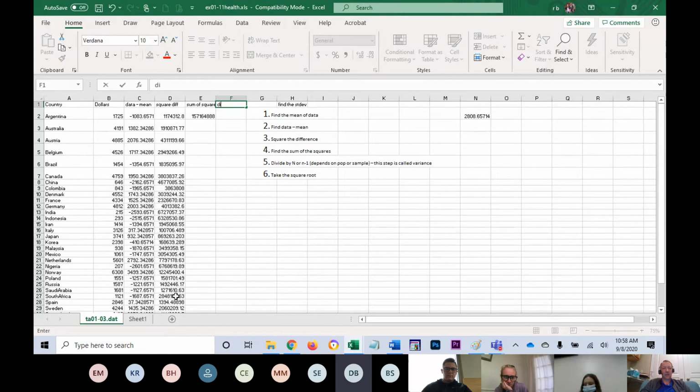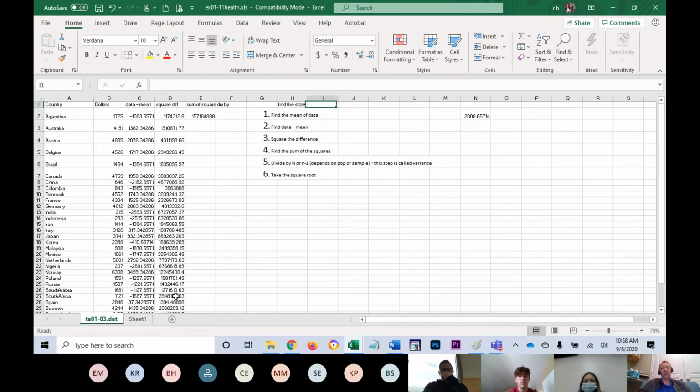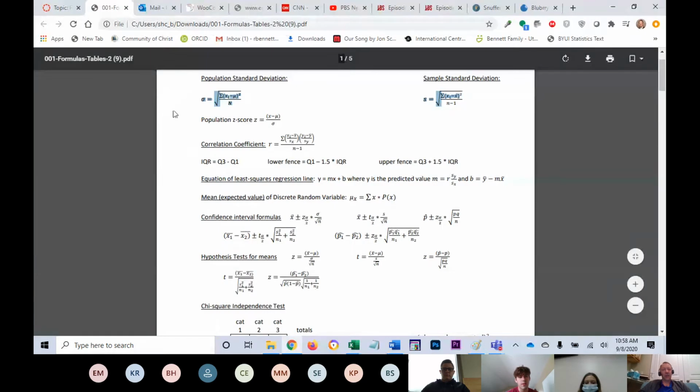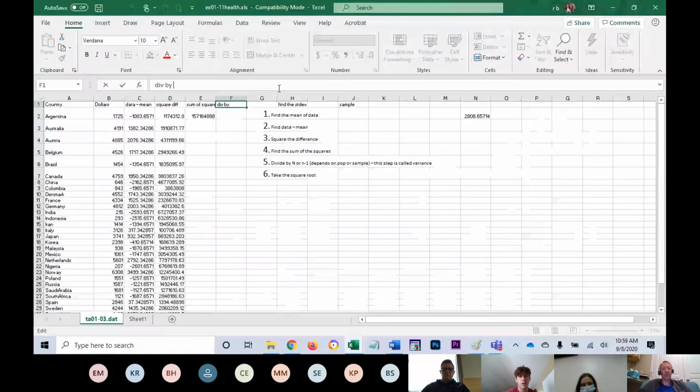You're going to divide, but it depends on if you're using a population or the sample one, right? How much you're going to divide by. If I told you this was a sample, what would you divide by? To be honest, I don't know. Okay, so we can look back at the formula. The population is divided by n. The sample is divided by n minus 1. So if I say this is a sample, I'm going to divide by n minus 1.